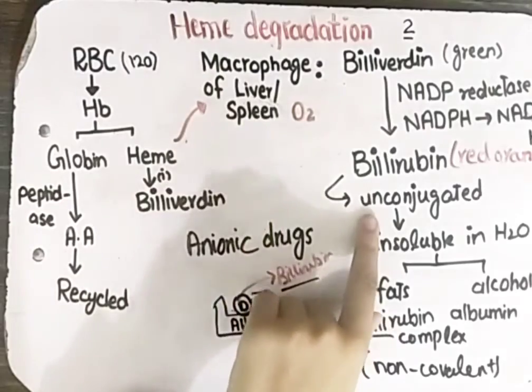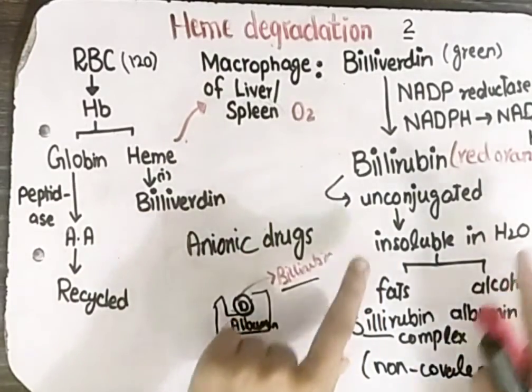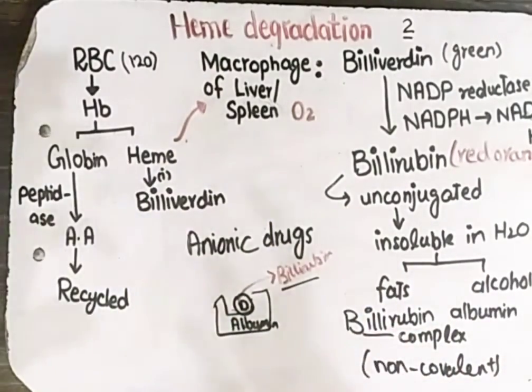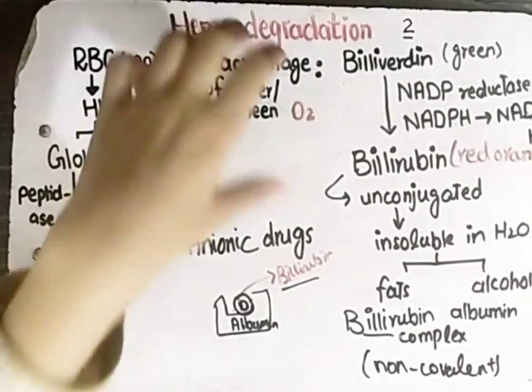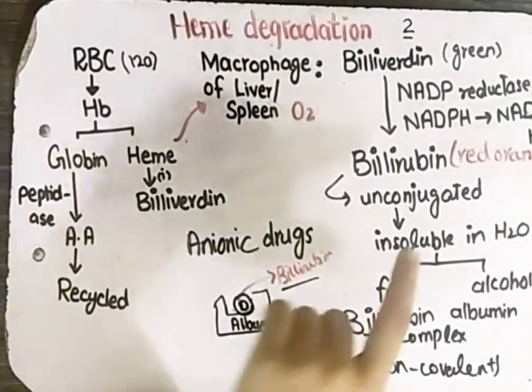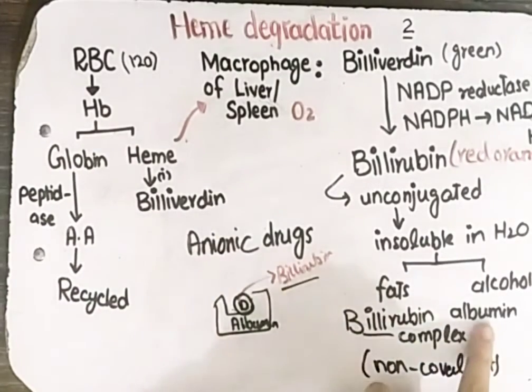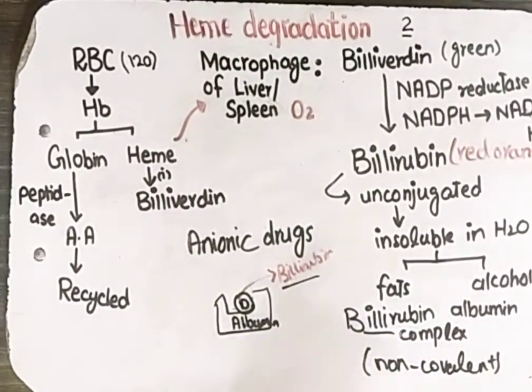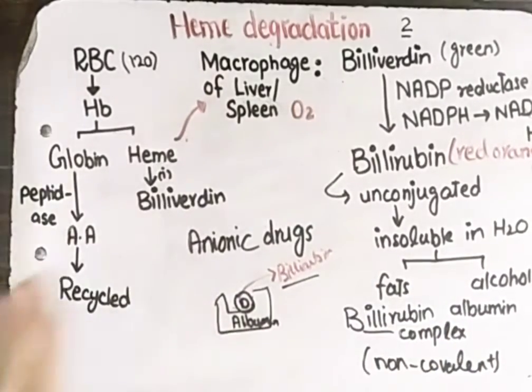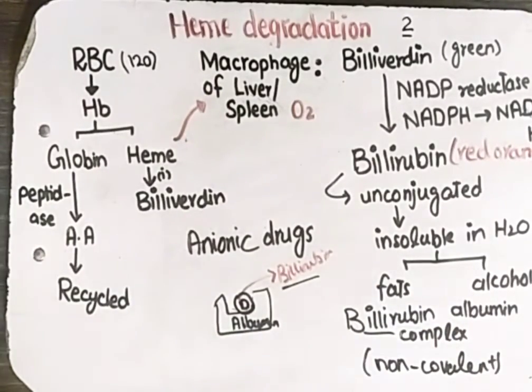This bilirubin is unconjugated, it is insoluble in water, and it is soluble in fats and alcohol. So we need some medium to transport this bilirubin from the macrophage of liver or spleen into the hepatocyte of liver. So this bilirubin binds to albumin and forms the bilirubin-albumin complex. It's a non-covalent bonding. So as it reaches the hepatocyte, the bilirubin separates from the albumin and enters into the hepatocyte.